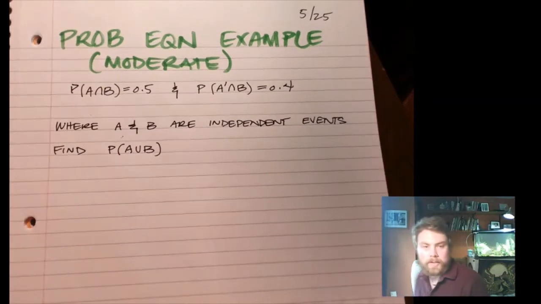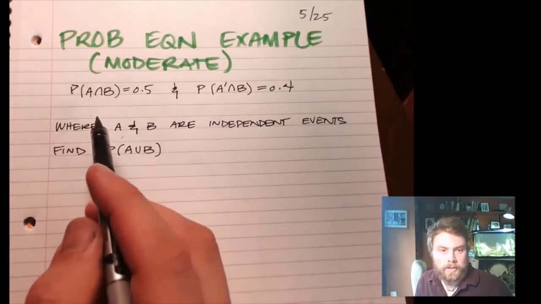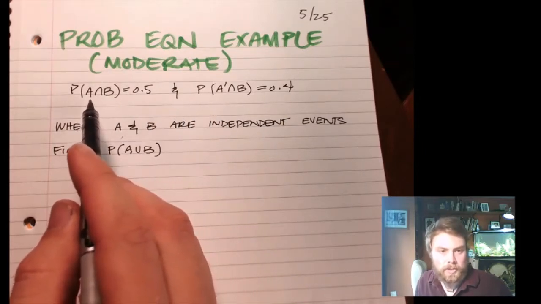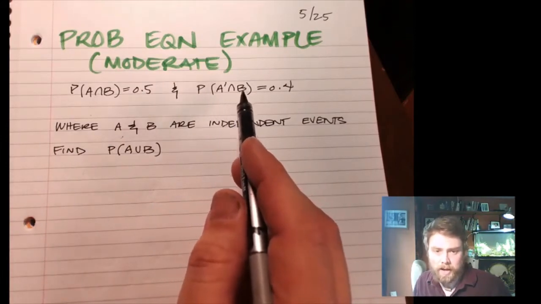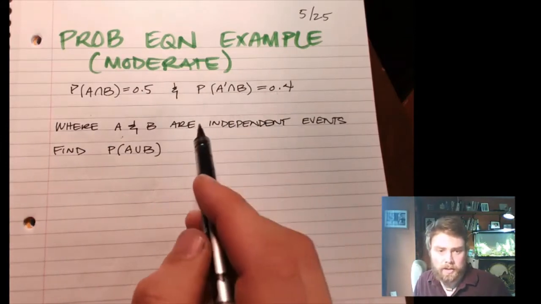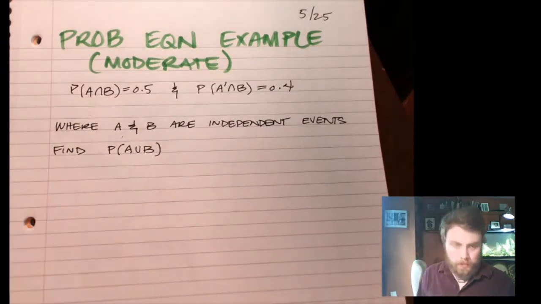Alright, so here we have an example that's equation work. We've got some information here. The intersection of A and B is 50%, and the intersection of not A and B is 40%. Now A and B are independent events. Find the union of the two.